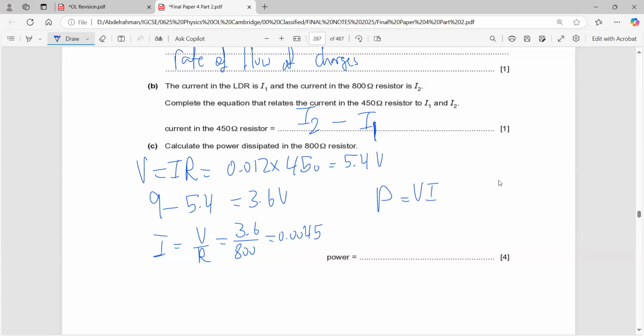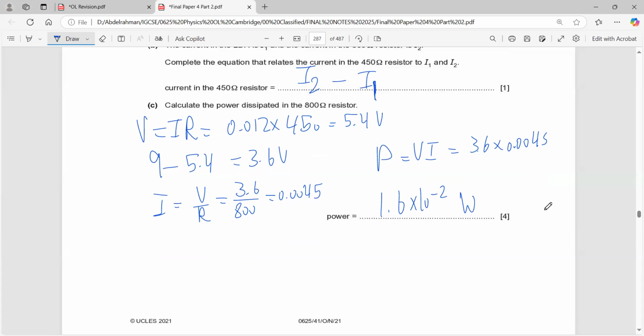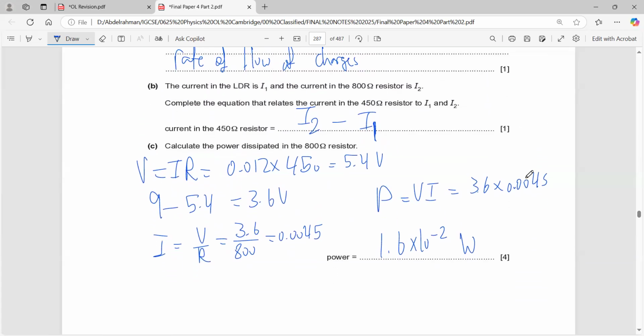Basically, the power equals VI, which is 3.6 times 0.0045, which is a very small number: 1.6 times 10 to the negative 2 watts. Okay, and this is the power. It's a rather hectic question, too many steps, but it's not that bad. This is the power in the 800 ohm resistor.